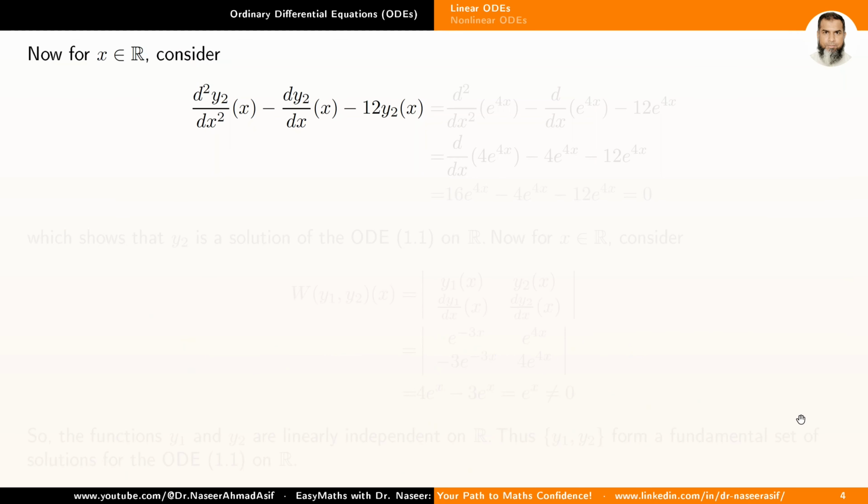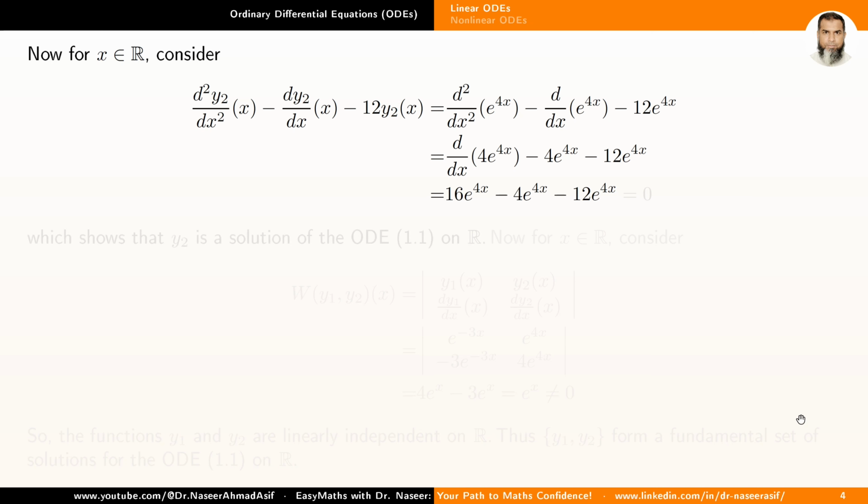Now for x belonging to R, consider d2y2 by dx square of x minus dy2 by dx of x minus 12y2 of x, which is equal to d2 by dx square of exponential of 4x minus dy by dx of exponential of 4x minus 12 exponential of 4x, which is equal to d by dx of 4 exponential of 4x minus 4 exponential of 4x minus 12 exponential of 4x, which is equal to 16 exponential of 4x minus 4 exponential of 4x minus 12 exponential of 4x, which is equal to 0. So y2 is a solution of the ODE 1.1 on R.